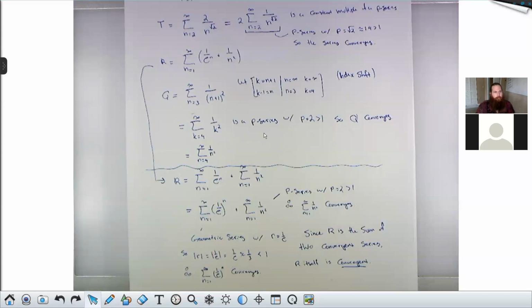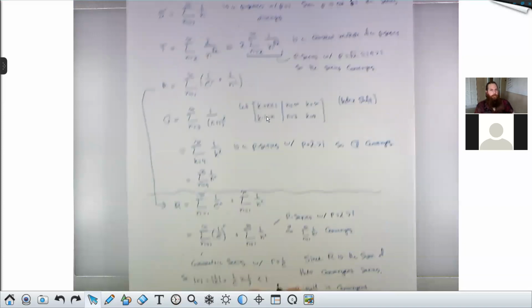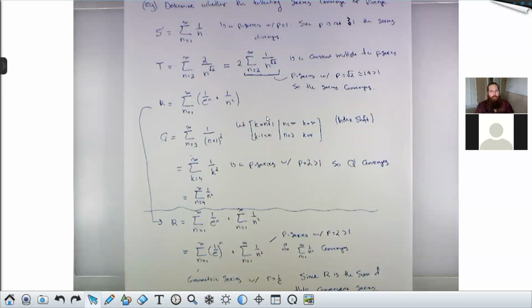It really doesn't matter. All right, so these are some fun examples of things that we can do now that we know about p-series that we couldn't do before, and we can do them fast. You could do all this with the integral test, but it would take forever.